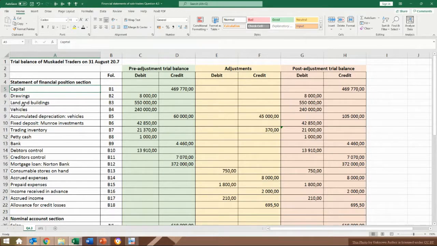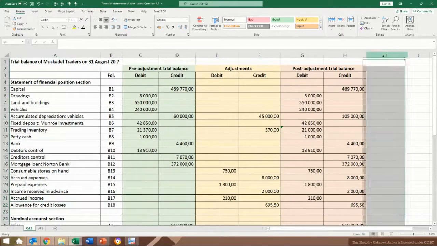So in this scenario, you would go through here and say, okay, capital would be owner's equity, drawings would fall under owner's equity, land and buildings is an asset, vehicles is an asset, accumulated depreciation is a negative asset account, fixed deposit is an asset account, trading inventory is an asset account, petty cash is an asset account, bank is an asset account, debtors control is an asset account, creditors control is a liability, mortgage loan is a liability, generally a non-current one because it's long-term, consumable stores is an asset, accrued expense is a liability, a prepaid expense is an asset, income received in advance is a liability, accrued income is an asset, and allowance for credit losses is a decrease of an asset.